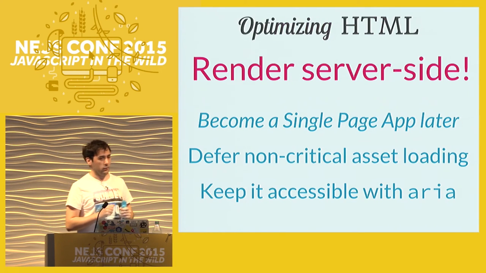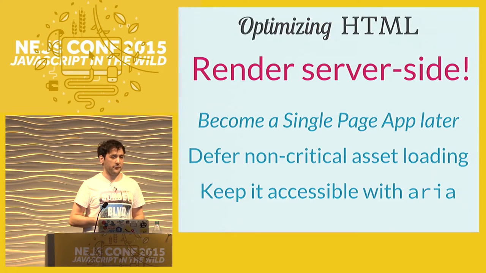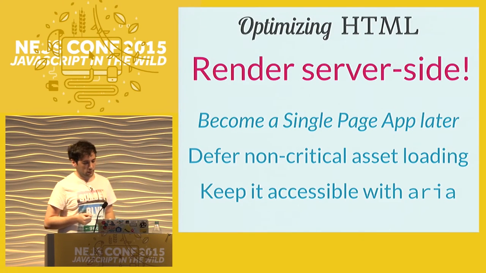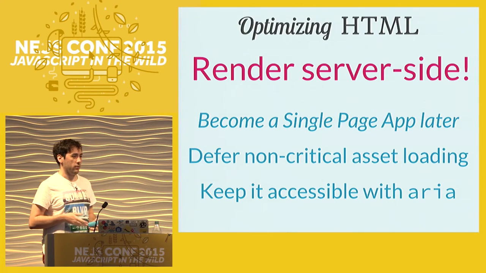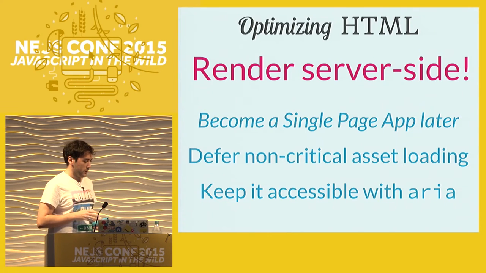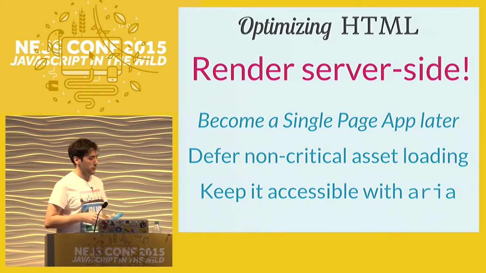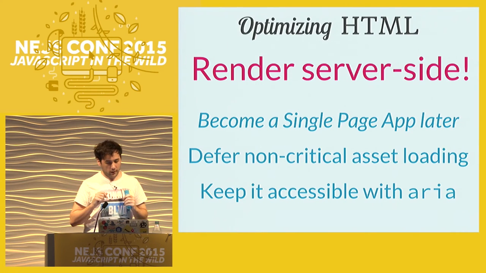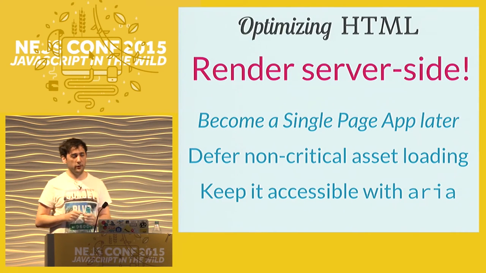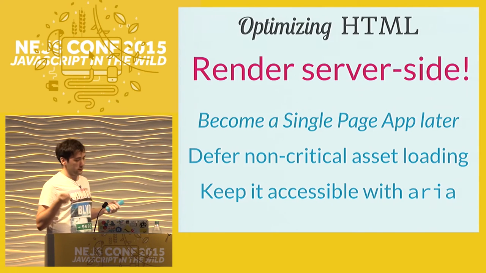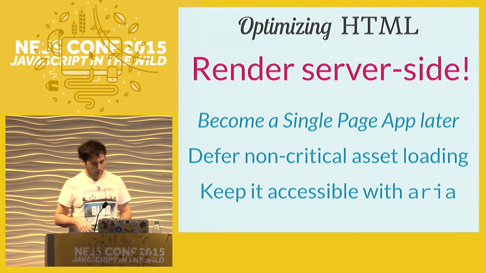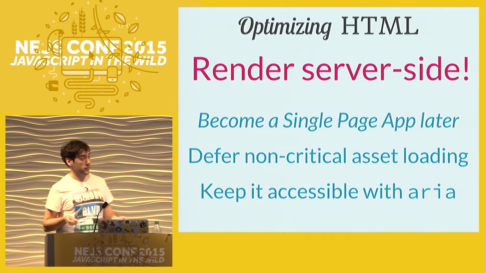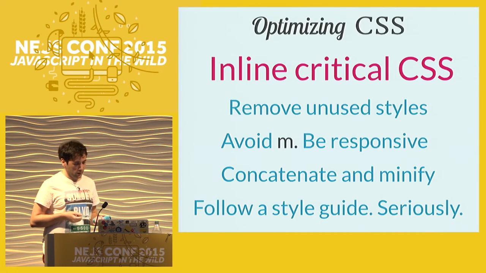So, HTML: render HTML on the server first because content's all that matters, and then worry about becoming a single page app later. You could do this today, so we'll look into that later. Defer non-critical asset loading. Again, content's king, so ditch the rest till the end. And keep it accessible with ARIA tags, obviously.